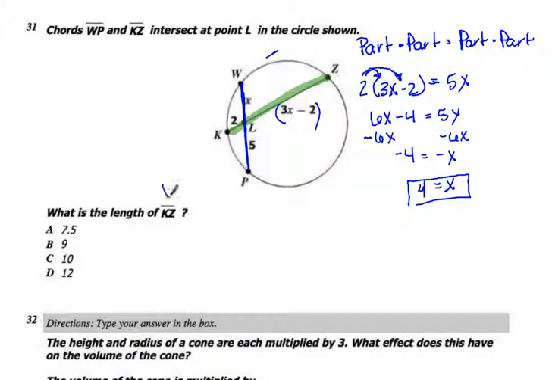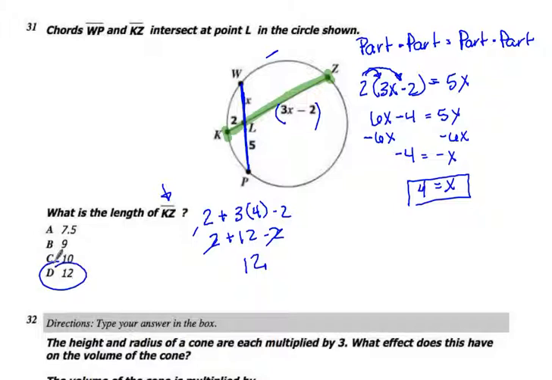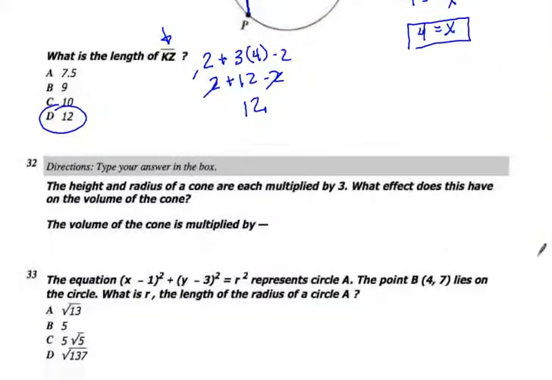But is it looking for 4? No, it's looking for KZ. KZ starts right here and ends right here. So KZ is going to be 2 plus 3 times 4 minus 2. 2 plus 12 minus 2 gives me 12. So D is your answer. All right. 32.